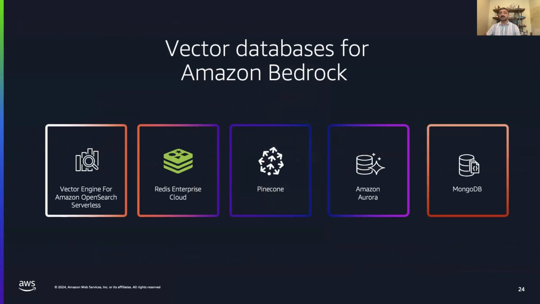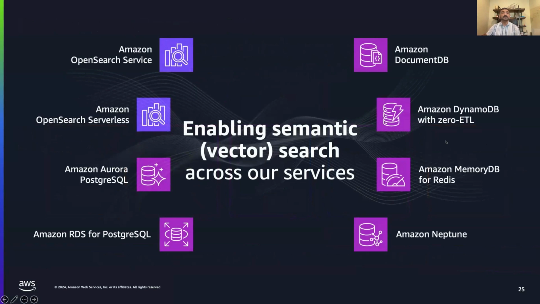So, I touched on the number of different vector data sources that it supports. Like I said, we have OpenSearch Service with its vector database, Redis Enterprise Cloud, Pinecone, Amazon Aurora, and MongoDB. All of these data sources can be used as your vector store. And when it comes to enabling semantic search or vector search across different services, again, this list is growing. Just to give you an idea, these are the different services that support vector search, if you're looking at expanding your use cases.